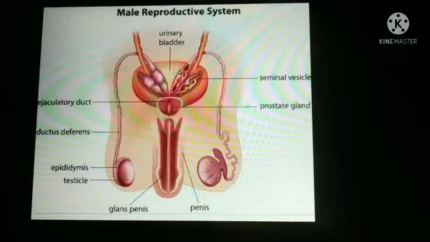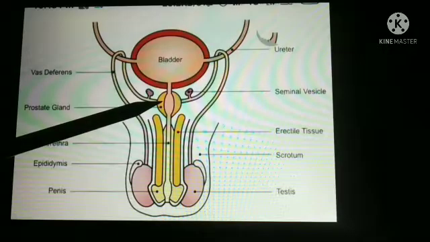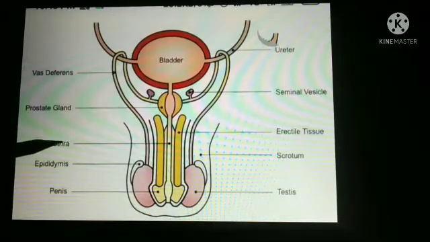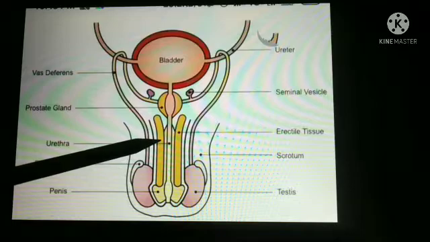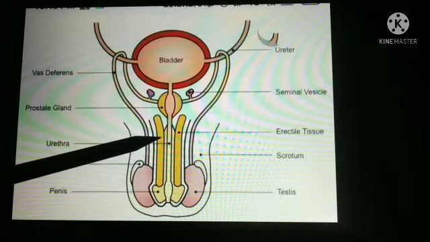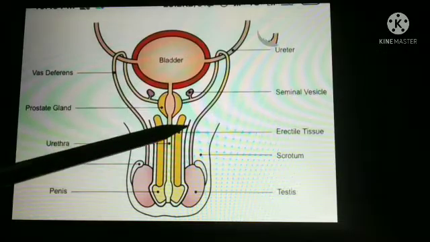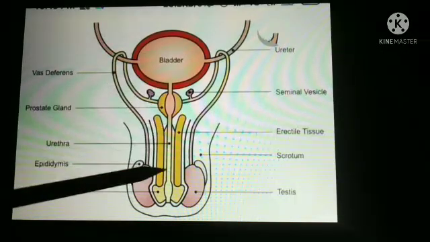Next, come to the urethra. What is the urethra? So here is the urethra. This urethra is the tube that carries urine from the bladder to the outside of the body.